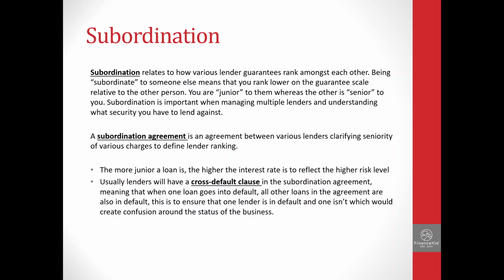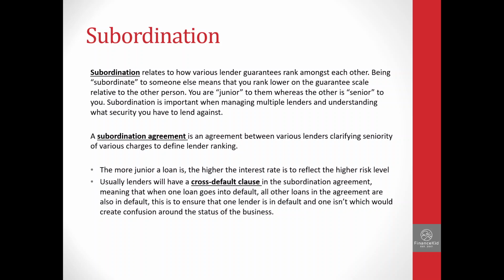So junior loans are higher interest rates. Senior loans are typically lower interest rates. And then another term that I'll talk about is a cross default clause. So in a scenario where there are two or more lenders to a business, a subordination agreement is also going to have a cross default clause, meaning that when one loan goes bad and goes into default, all the other loans in that agreement also go into default. And so they all trigger a default, and everyone works together to really sort out that problem.